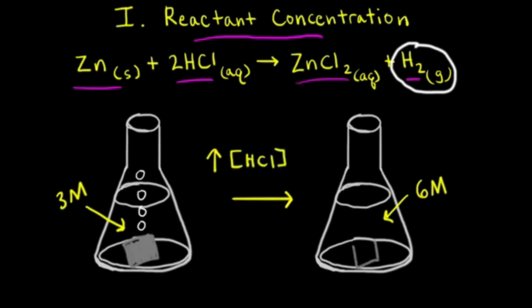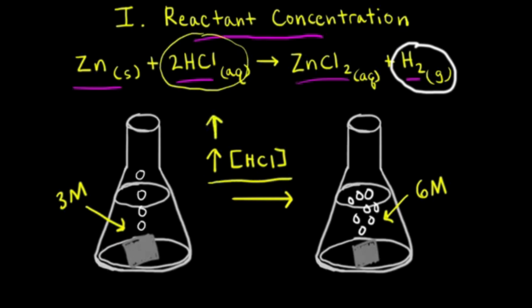This time, when we add our piece of solid zinc to our 6 molar hydrochloric acid solution, we would observe more hydrogen gas bubbles coming out of our flask. So we have increased the concentration of one of our reactants, hydrochloric acid, and we've observed an increase in the rate of the reaction. As the concentration of hydrochloric acid increases, there are more acid particles to collide with the piece of zinc. And therefore, as the concentration of hydrochloric acid goes up, the frequency of collisions increases and the rate of the reaction increases.